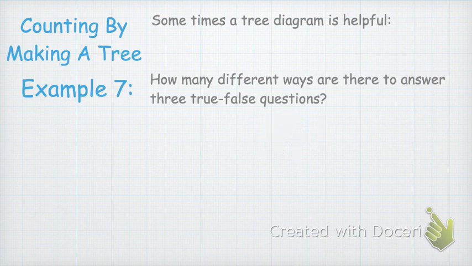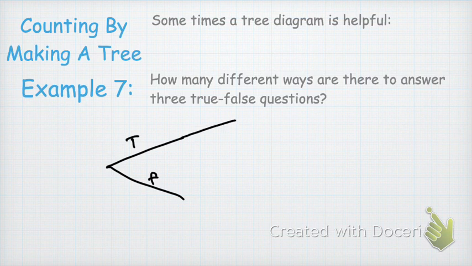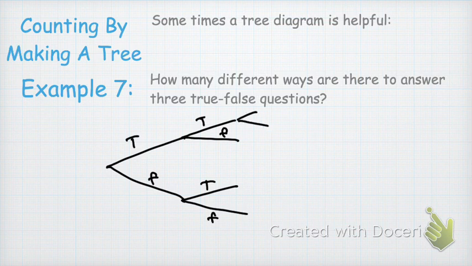So with our first question, we could either say true or false. And then with our second question, we could say either true or false. And then with our third question, we could say either true or false. And in this situation, you would count the leaves, if you will, at the end of this tree, and that's how many different possibilities there are. So looks like there's 8 of them.